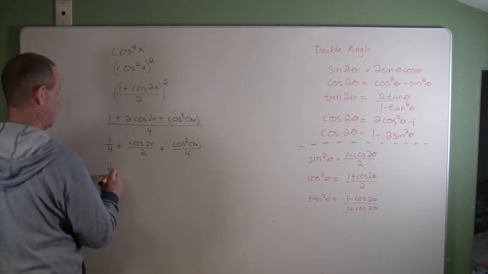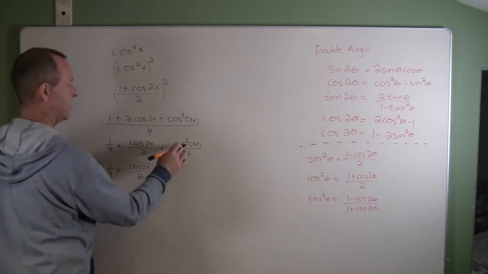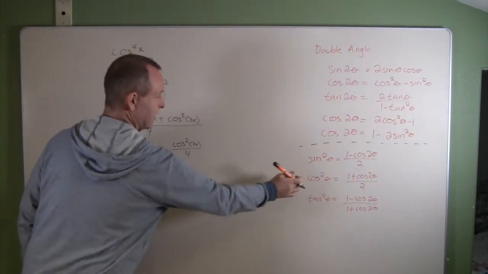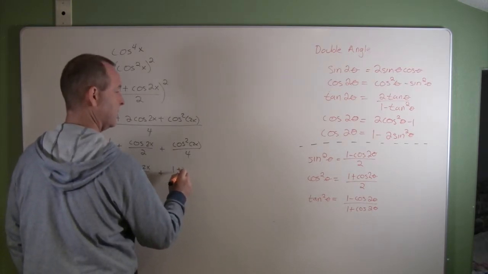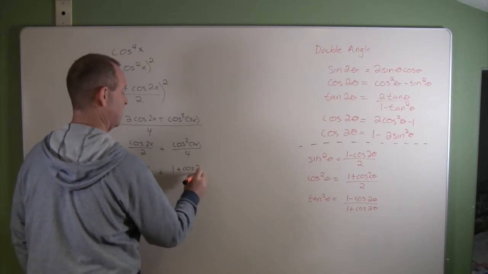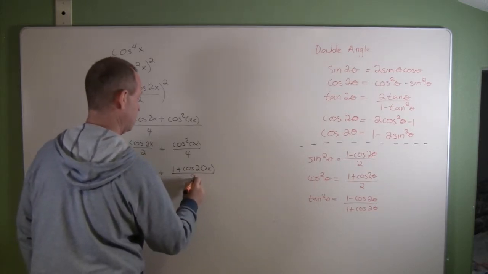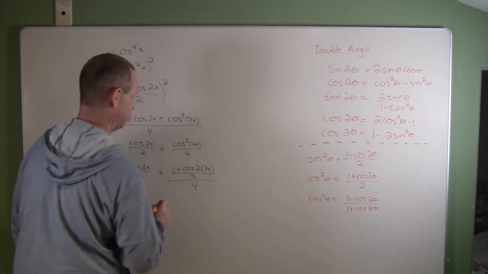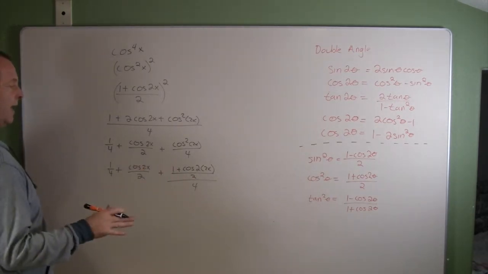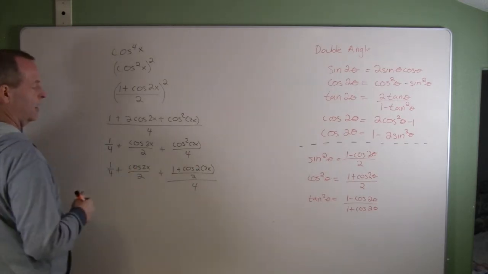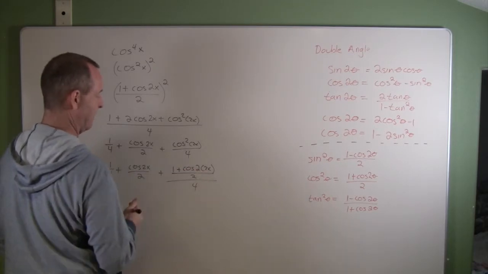So 1/4 stays the same. Cosine of 2x over 2 stays the same. The cosine squared of 2x, let's look at this model over there. That becomes 1 plus cosine of 2 times my theta, my theta is a 2x in this case, all over 2, all over this 4. Let's clean this up a little bit. The two things I can do to clean it up is I can invert and multiply, and then I can combine, since I have 2 times a 2 right there, I can make that a 4x.